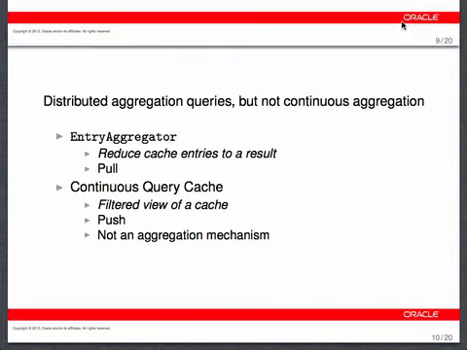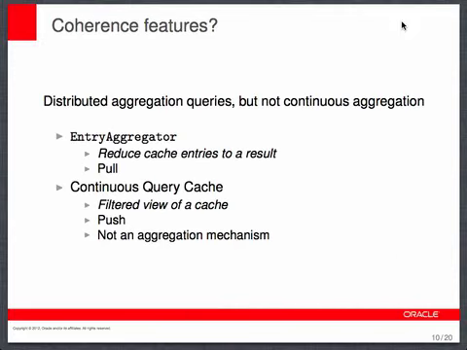Okay, so let's just look at the two products and what they can bring to this particular problem. So Coherence lets you do this aggregation by query using an entry aggregator. And it's powerful. You issue it, it churns on the grid, gives you an answer. But every time you want that answer, you've got to go and get it again. It's got to do that calculation again across the whole grid.